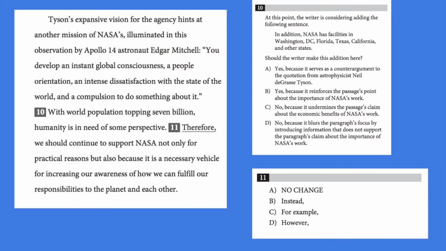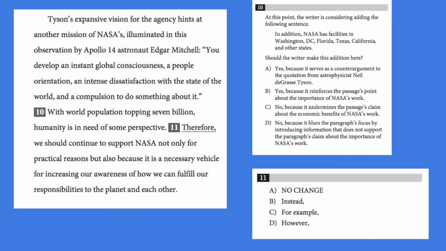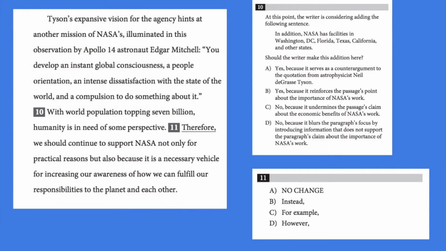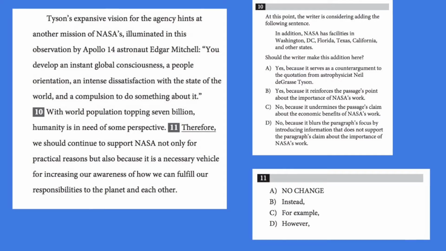Now let's move on to the last paragraph in this passage. Tyson's expansive vision for the agency hints at another mission of NASA's, illuminated in this observation by Apollo 14 astronaut Edgar Mitchell. You develop an instant global consciousness, a people orientation, an intense dissatisfaction with the state of the world, and a compulsion to do something about it.